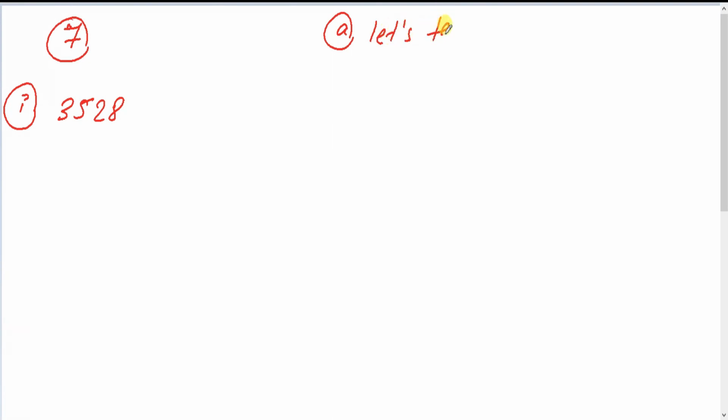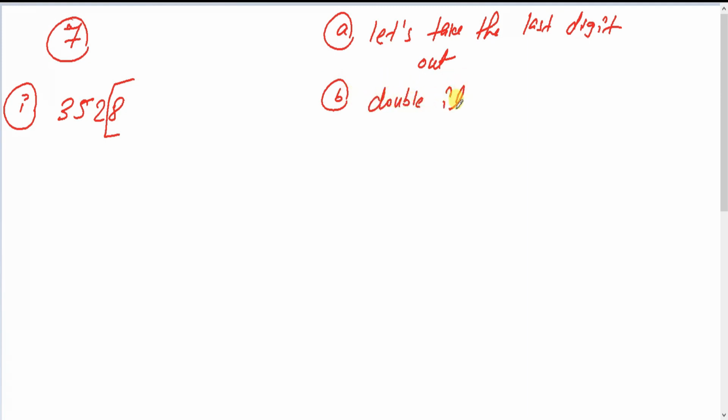Let's take the last digit out. The first step is to take the last digit from that number, and the second step is to double it. So we are going to double that, and the answer is 16.